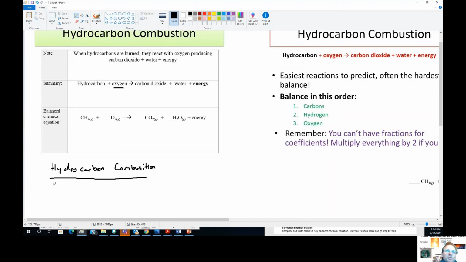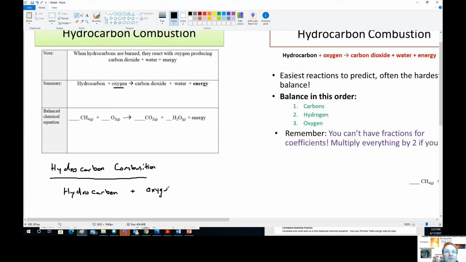So when you burn glucose, you get CO2 and H2O. When you burn paper, and you have to fully burn it, you get CO2 and H2O. If you burn wood, you get CO2 and H2O. If you burn butane, methane, etc. So it's any hydrocarbon, something with hydrogen and carbon plus oxygen.